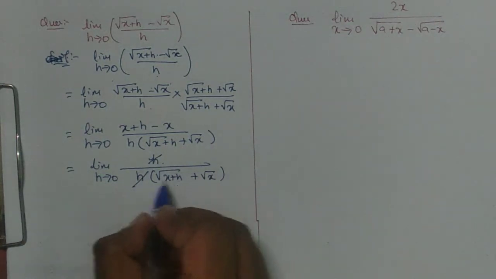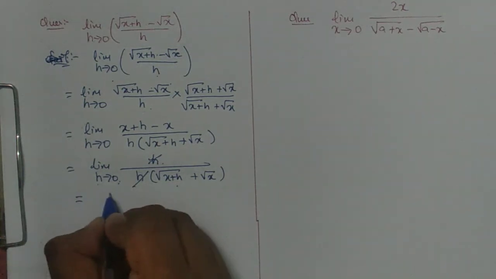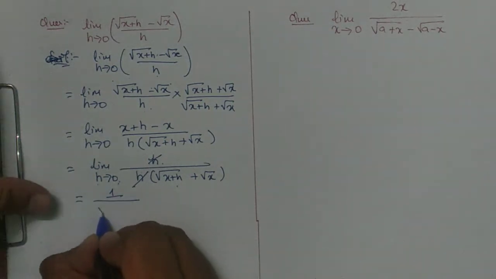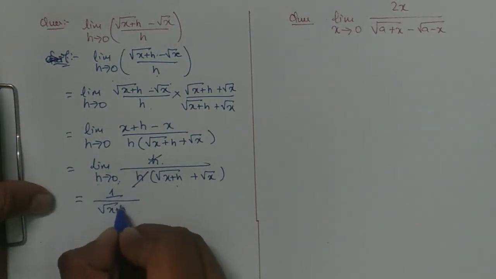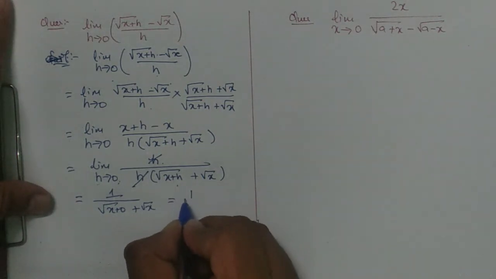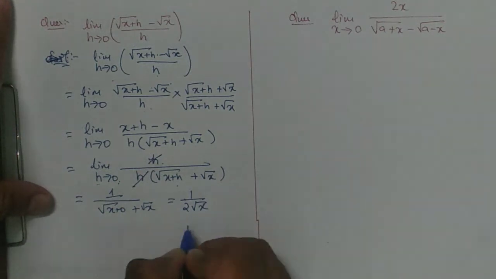So now in this function, I will substitute the value h equal to 0. So I will get 1 upon root x plus 0 plus root x. So it will be equal to 1 upon 2 root x.